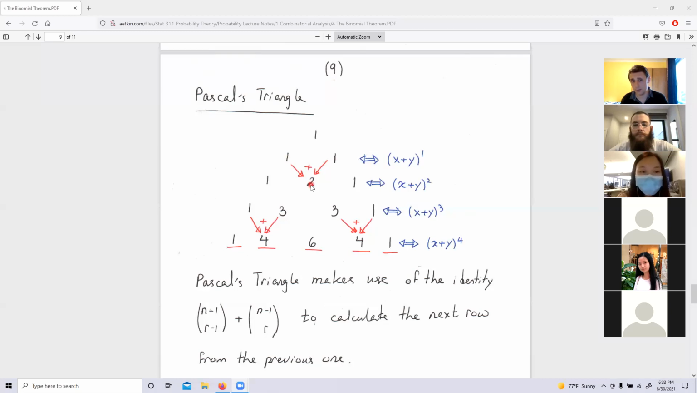1 plus 1 is 2, and then you write 1. So 1, 2, 1, that means x squared times 1, plus 2xy, plus 1 times y squared.